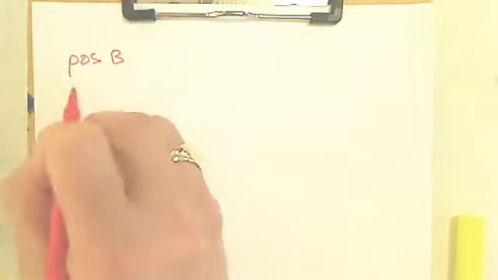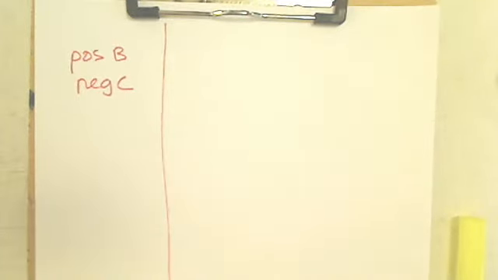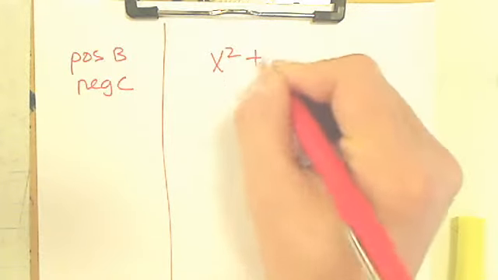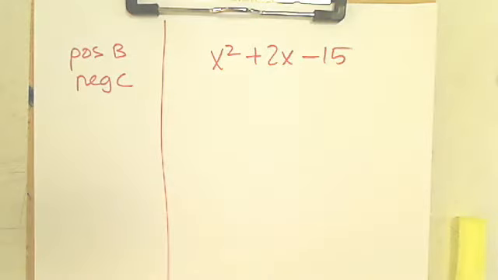Okay. Now, William had a question. What happens if you have a positive b and a negative c? What will need to happen? Example, x squared plus 2x minus 15. You have a positive b but a negative c. Think about your factors. What does the b and the c have to be?